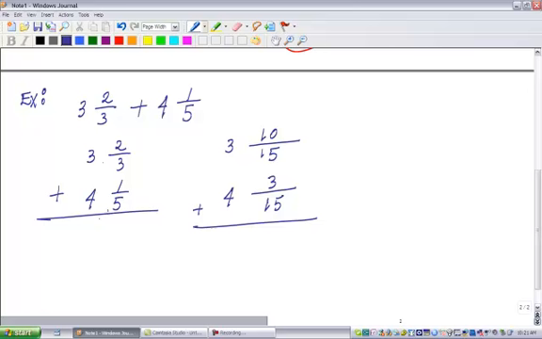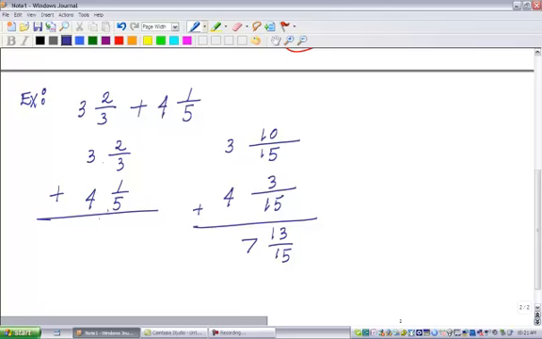Okay, now I add. What if I add 10 over 15 and 3 over 15, what do I get? 13 over 15. If I add 4 and 3, I get 7. I get the same answer. Right? You find that easy?